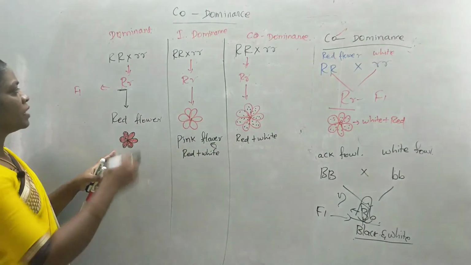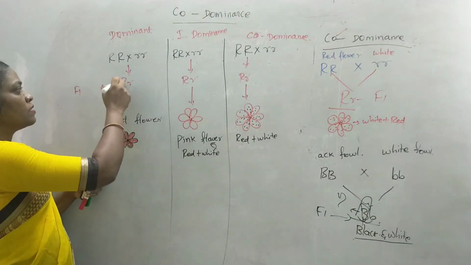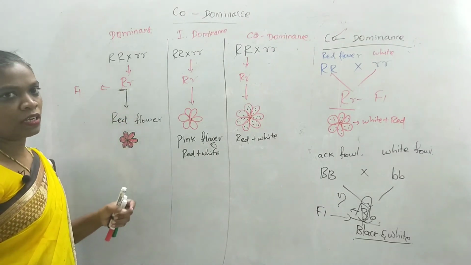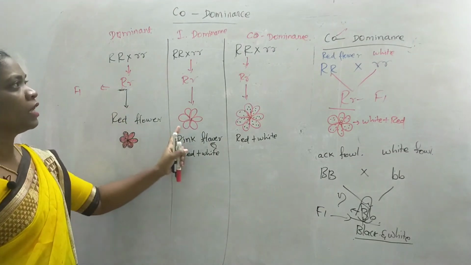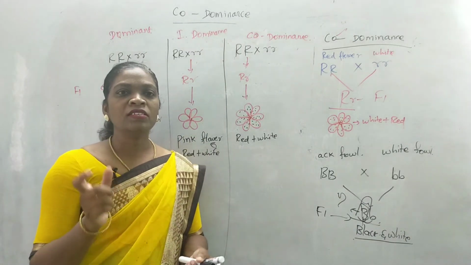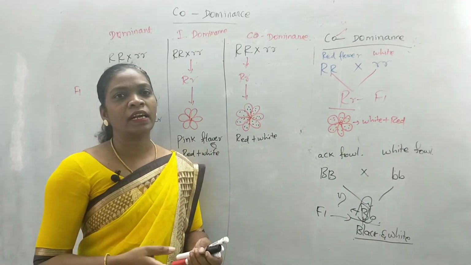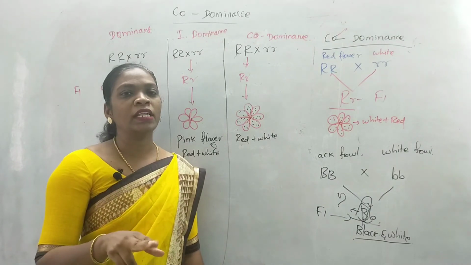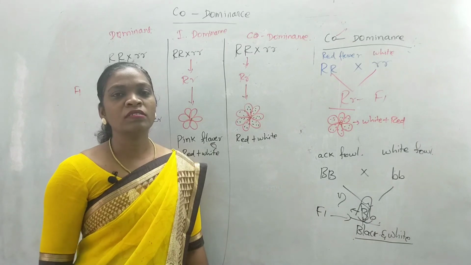But in case of dominance, where only the R is present, that is the dominant character which expresses red flower in the F1 generation. So there's a difference between dominance, incomplete dominance and codominance. Codominance is where the genes combine together and express their characters. It is not masked by the other gene. Eventually the two genes combine together and express their character, which is known as codominance.